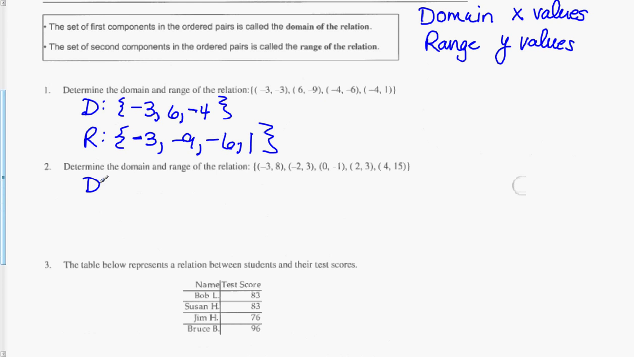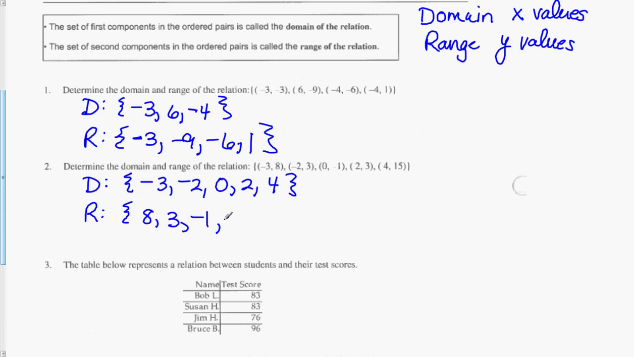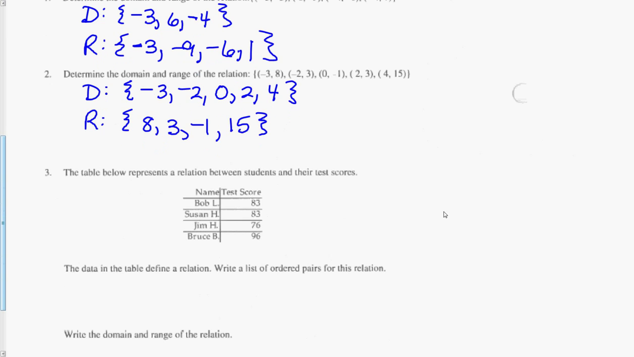For the next one, the domain is going to be: I've got -3, I've got a -2, I've got a 0, I have a 2, and I have a 4. For the range, I'm going to list the y values in the relation. I've got an 8, a 3, a -1, another 3, I don't have to list it again, and a 15. So in relations, domains are our x values, ranges are our y values. And incidentally, it doesn't matter what order you put the numbers in. This range was out of order from smallest to largest. That doesn't matter as long as everything is listed in there like it's supposed to be.